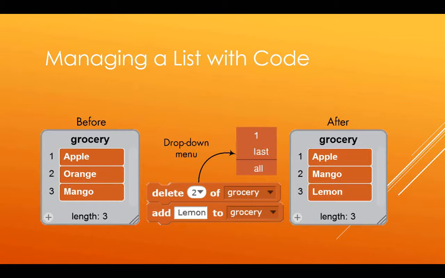Now the reason why that's useful is because if you have 3 items and you delete the last one, then you've got 2. If you want to delete the last one, you have to know that you've got 2. So you could use the length block, which shows you how long your list is, and always delete length. Okay, but they've already shortcutted it for you, and you just choose the last one, and it'll carry on deleting the last one. Alright, so we've deleted number 2, and now we're going to add lemon to our list. Okay, add our lemon.